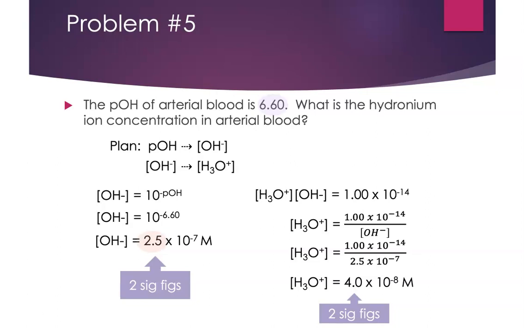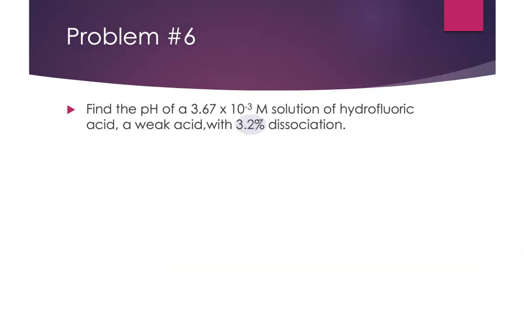Okay, there's one more problem I'd like to do. It's a little bit different from what we've been doing, but nothing you aren't ready for. All right, find the pH of a 3.67 times 10 to the minus 3rd molar solution of hydrofluoric acid, which is a weak acid with 3.2% dissociation. So this is a little bit different from what we've been doing. All right, I've got 3.2% dissociation.